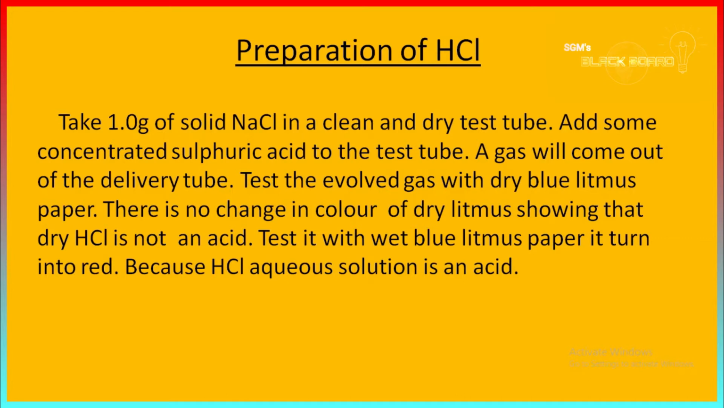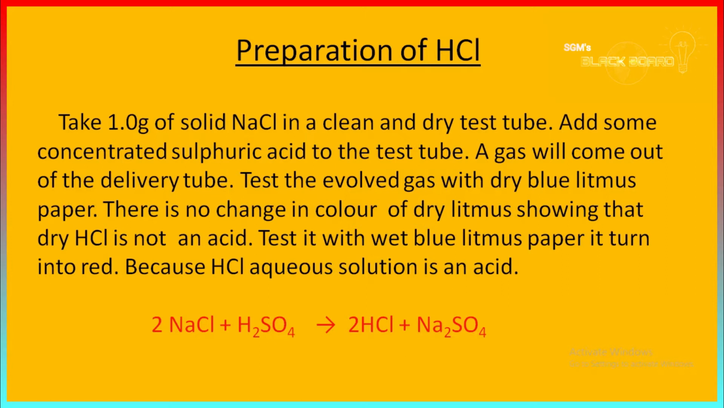Now test it with a wet blue litmus paper. It will turn red because HCl aqueous solution is an acid. It shows that the blue litmus turns red while keeping wet litmus paper in front of the HCl gas. That means this HCl gas produces H plus ions in aqueous solution. That is why this HCl behaves as an acid.